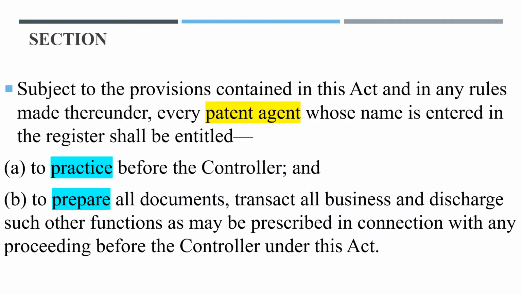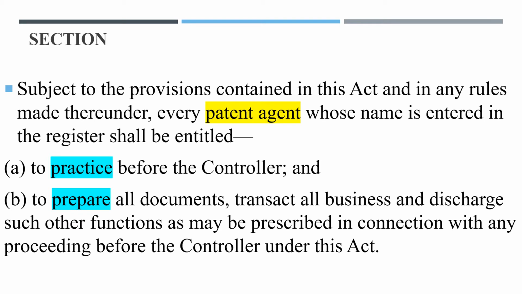Subsection says, or we can say not exactly subsection, we can say the content of the rule says, subject to the provisions contained in this act and in any rules made thereunder, every patent agent whose name is entered in the register shall be entitled, clause A is to practice before the controller and clause B is to prepare all documents, transact all business and discharge such other functions as may be prescribed in connection with any proceeding before the controller under this act.